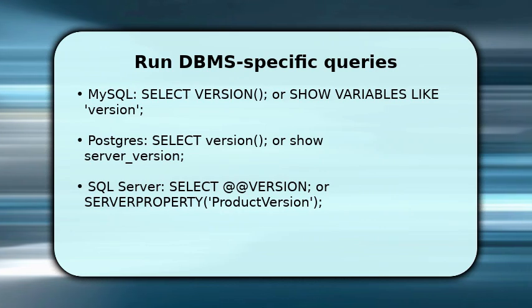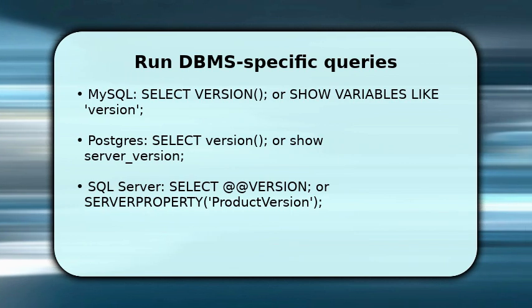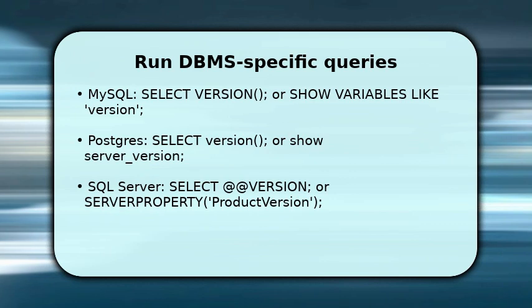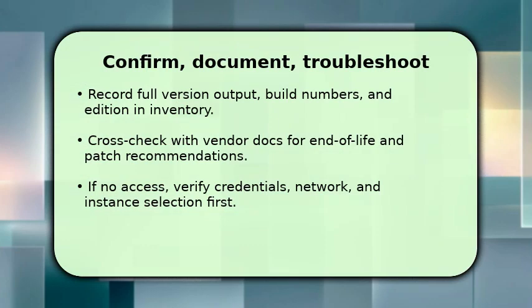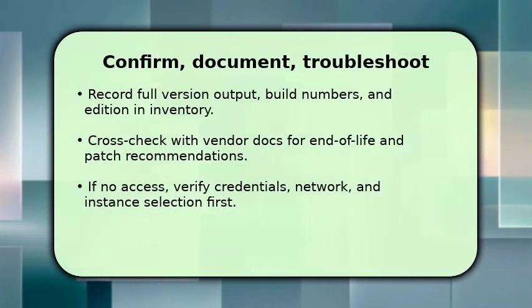returns the core release. For SQL Server, run select @@version or the server property call to get numeric product version. Be mindful. Managed cloud instances may report both engine and cloud layer versions, so record the full string. Finally, you confirm and document the exact version string and edition so you can plan patches or compatibility work.